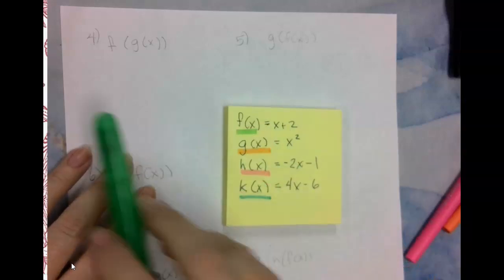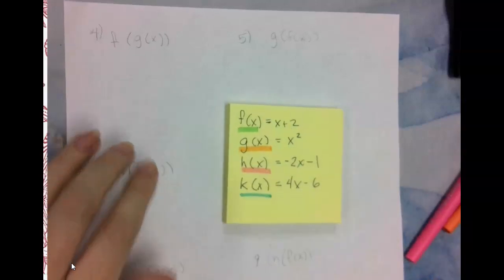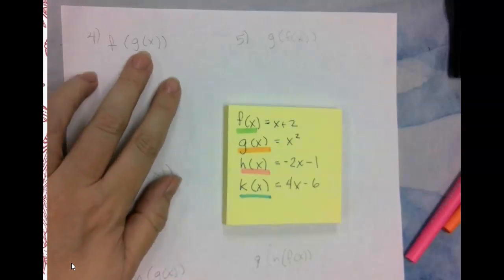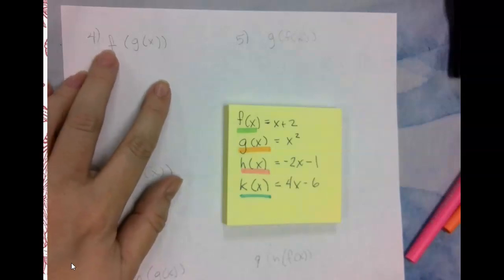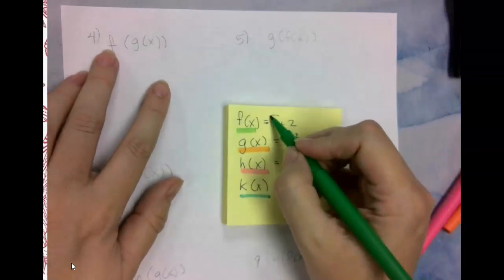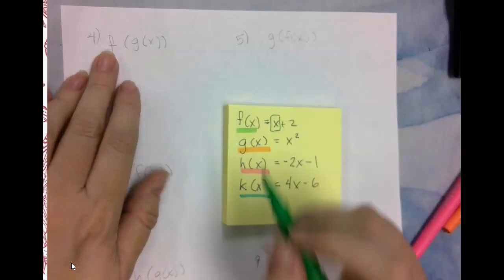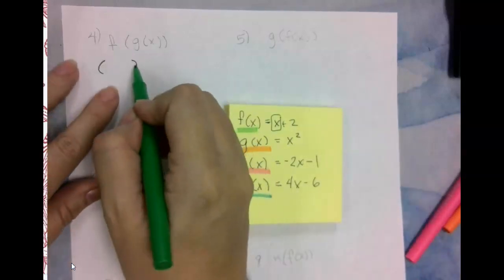Here are my functions and here are my problems. This one says to first take G, which is my orange one, and put it inside F. The way I like to work these is I write down my F, take out the X, and leave a space there. So I'm going to write the F with a space.